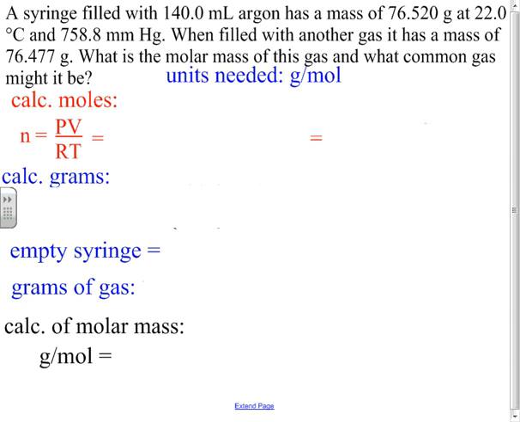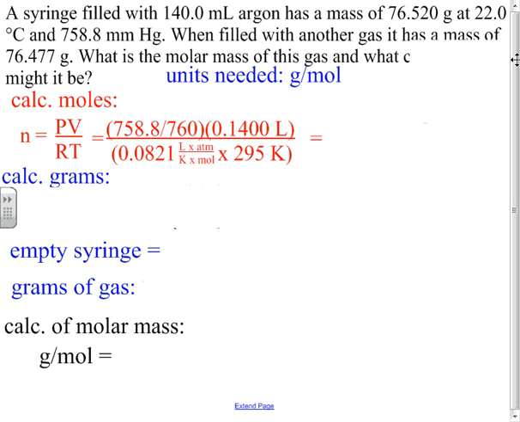Again, rearranging the ideal gas law, number of moles is going to equal PV over RT. Converting into all the appropriate units will give us a number of moles of 5.372 times 10 to the minus third moles. Now, to get the mass, we need to know the mass of the unknown gas. We know that the unknown gas has a mass of 76.477 grams in the syringe, but we don't know the mass of the empty syringe.